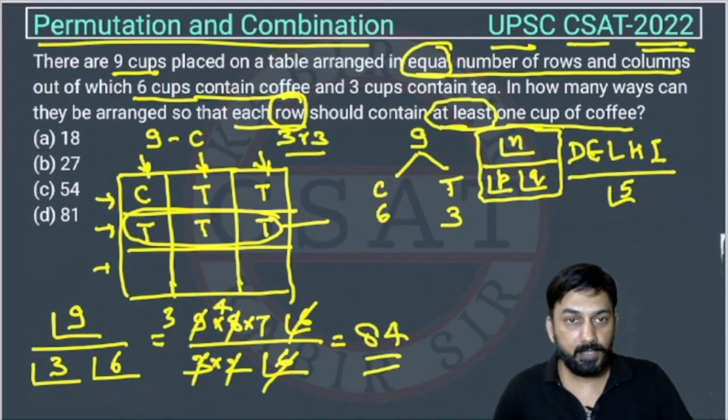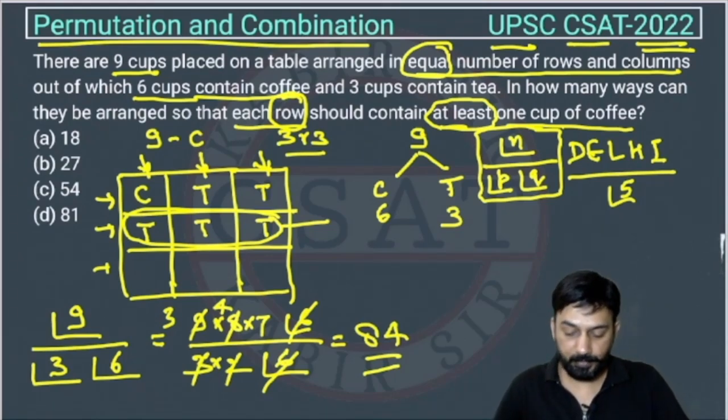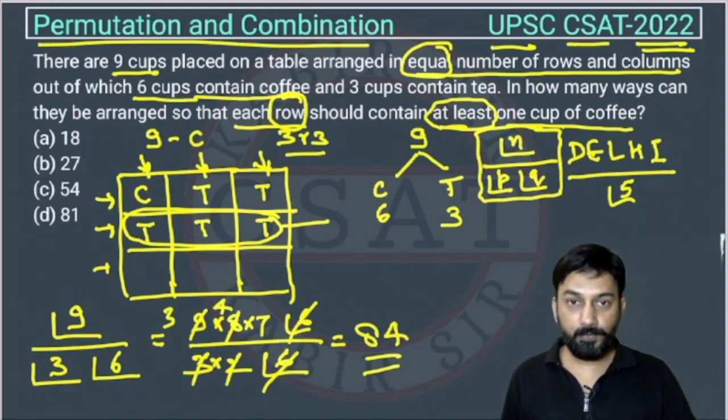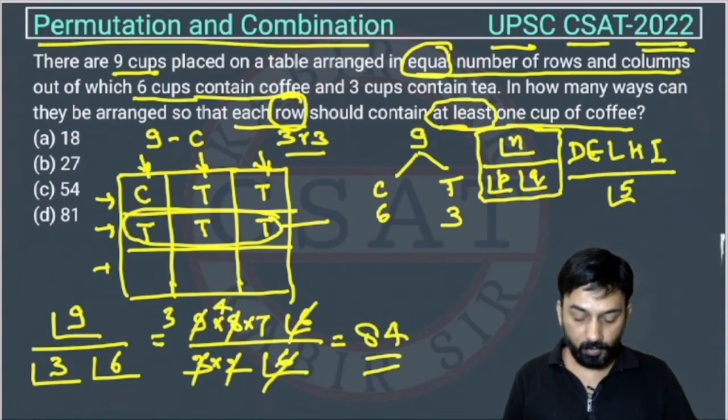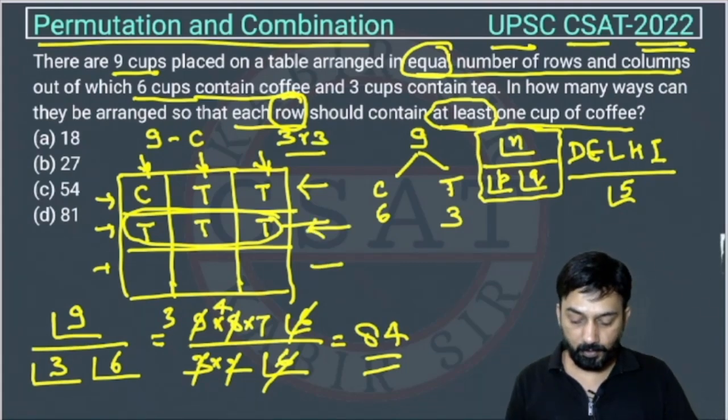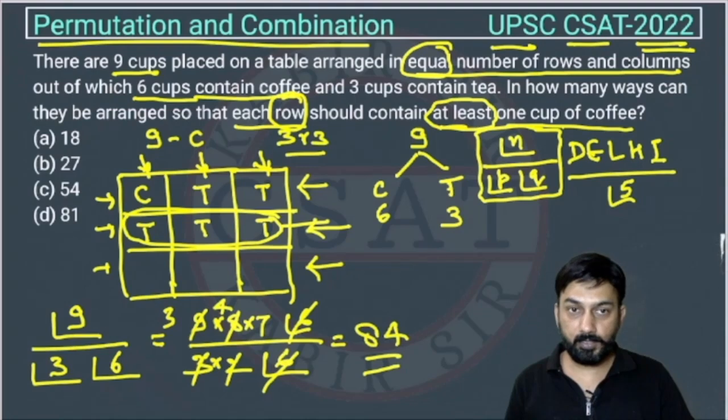So total 84 ways we can arrange tea and coffee cups, right? Now, out of these 84, we have also considered the cases where all teacups will come together, right? So, in how many cases will all the tea come in one row? There are only three possibilities. If you will see, all three teacups can come in the first row. There is another possibility that all teacups are coming in the second row, and another possibility that all teacups are coming in the third row, right? So there is no other possibility. So there are only three ways, right? So we will deduct this 3 out of this 84, right?